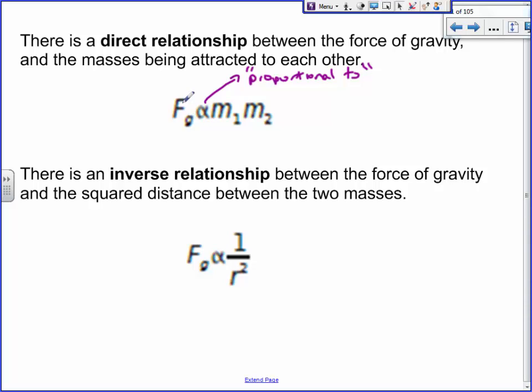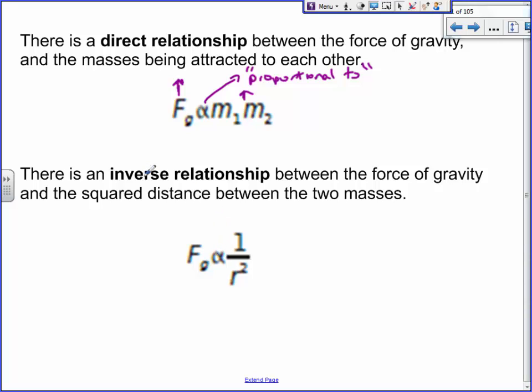So this means that the force of gravity is directly proportional to the masses of the object. Essentially what I'm saying here is that if you want to up the force of gravity, up the masses. If you have heavier objects, you'll get more gravity. Does that make sense? So that's a direct relationship. One goes up, the other goes up.